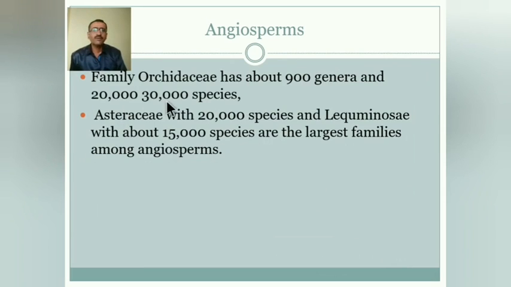The family Orchidaceae has about 900 genera, and 20,000 to 30,000 species are there. Asteraceae with 20,000 species and Leguminosae with about 15,000 species are the largest families among the angiospermic plants. Okay, this is about the angiosperms.